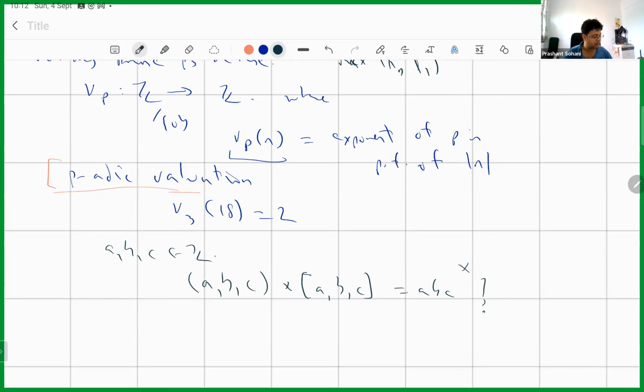Yes. The exercise I had given you was, can you modify this property in some way to make it true? So does anybody have any idea what can be a slightly different statement which will be true?